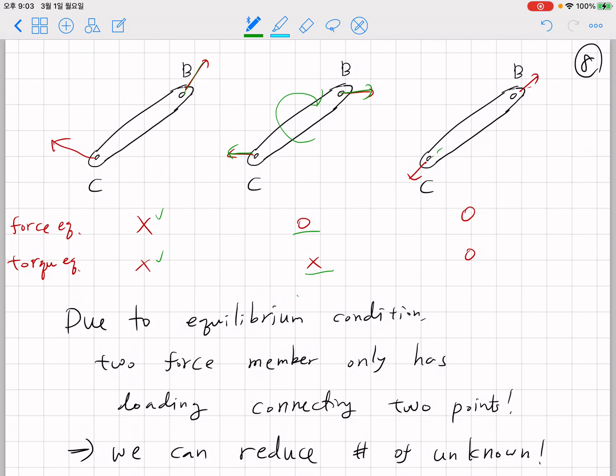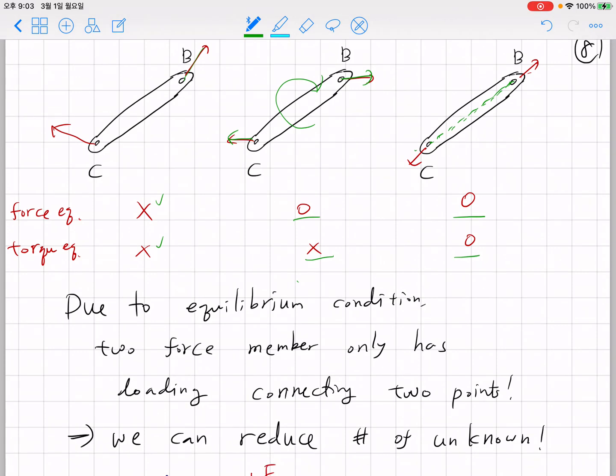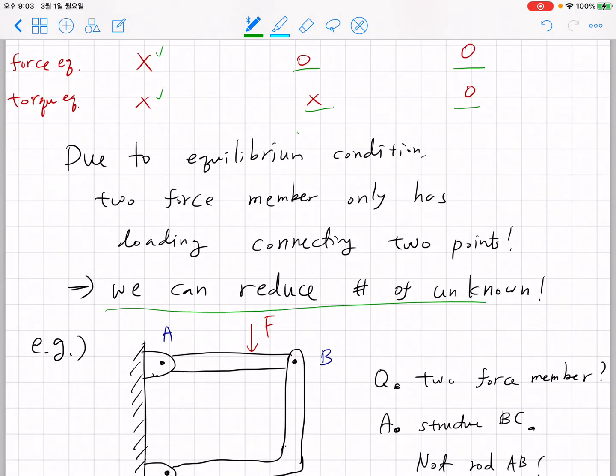However, if the forces act along the line connecting these two points B and C, you can see that force equilibrium will be satisfied and torque equilibrium will be satisfied. The torque sum will be 0. Okay, so due to force equilibrium and torque equilibrium, we don't need to worry about the direction of the force. When you identify a two-force member, the force will always act along the line connecting these two force points. Okay, so it will reduce the number of unknowns. So this is the key idea.